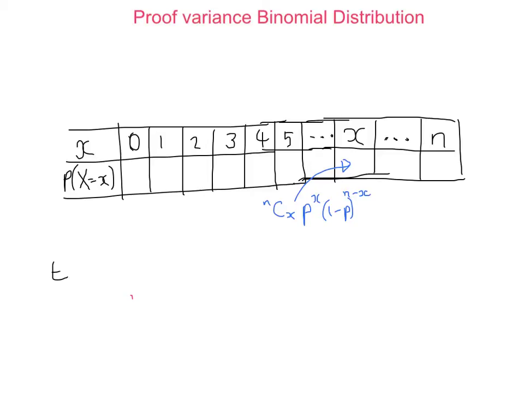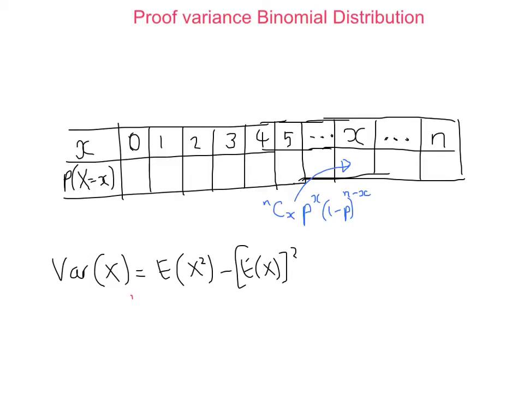Okay, so normally if we are going to look at the variance of a distribution, then we know what we need to calculate. The variance of X is equal to the expected value of X squared minus the expected value of X, all squared. Now, for a binomial distribution, we already know that the expected value of X is np. So that reduces our problem down to what's the expected value of X squared.